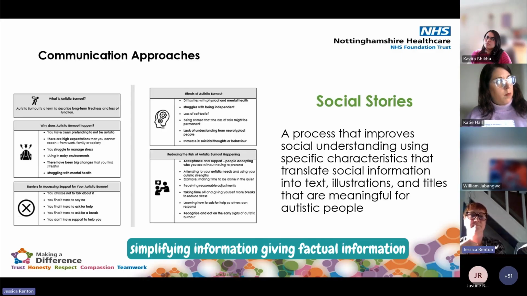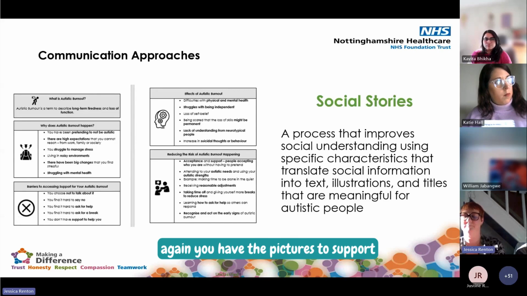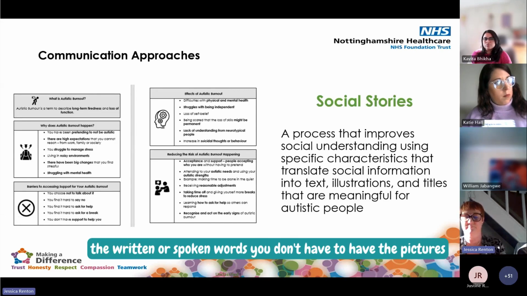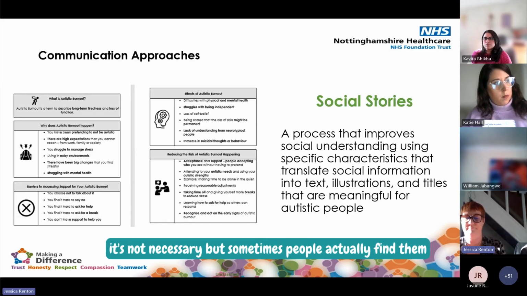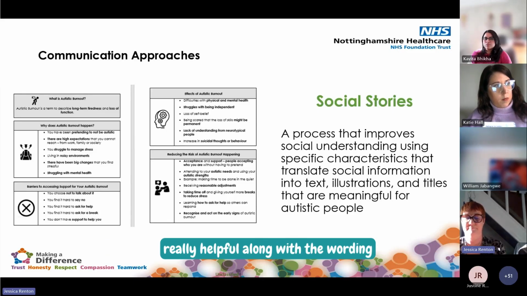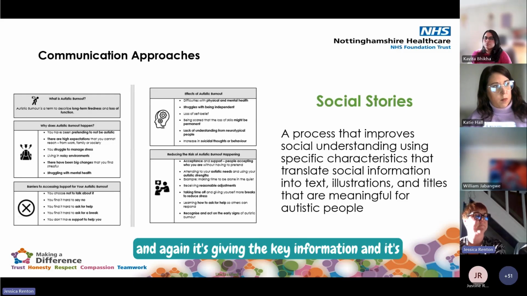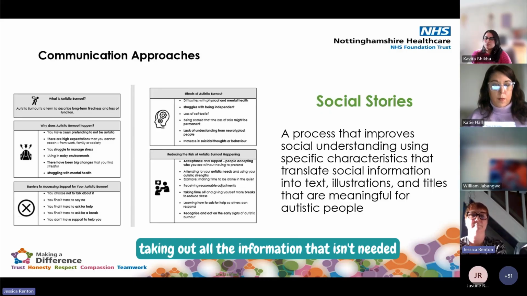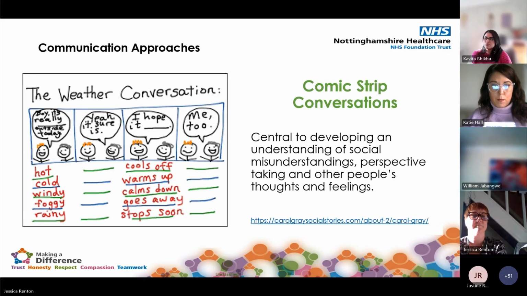It's about simplifying information, giving factual information. Again, you have the pictures to support the written or spoken words. You don't have to have the pictures. It's not necessary, but sometimes people actually find them really helpful along with the wording. And again, it's giving the key information and taking out all the information that isn't needed.